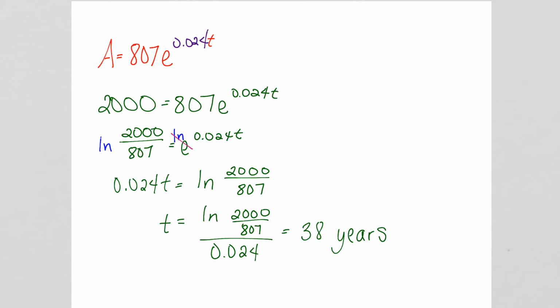So what year will the population be 2 billion? We would take the year 2000 and add 38, and it would be the year 2038 that we predict there will be 2,000 million, or 2 billion, people in Africa.